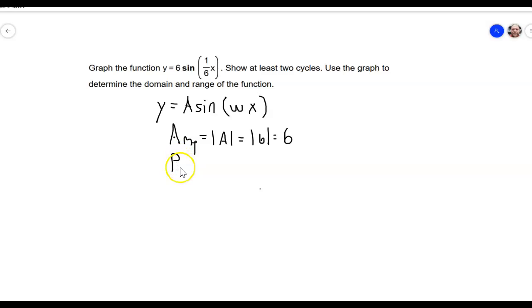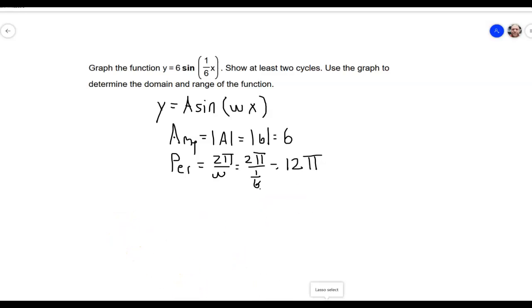And our period is going to be equal to 2 pi over our omega. So that's going to be 2 pi divided by 1/6, which is 2 pi times 6, which is 12 pi. All right, so this gives us some information about it.